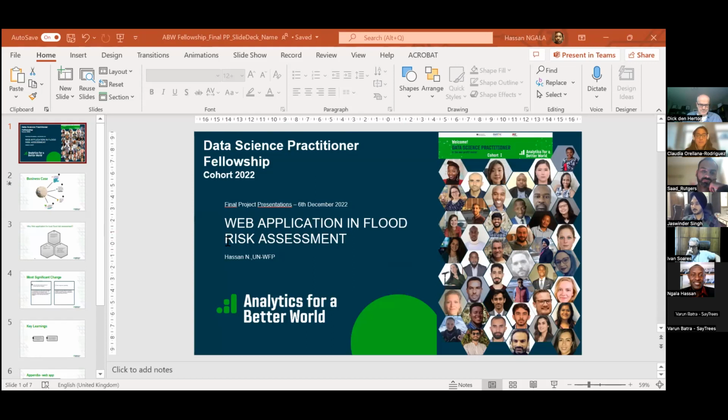So let me forward it. So here I'm loading the application. So I have run the Jupyter notebook. I'm loading the application. You can see here at the top we have the population who are affected by floods. And this is information that is coming from.